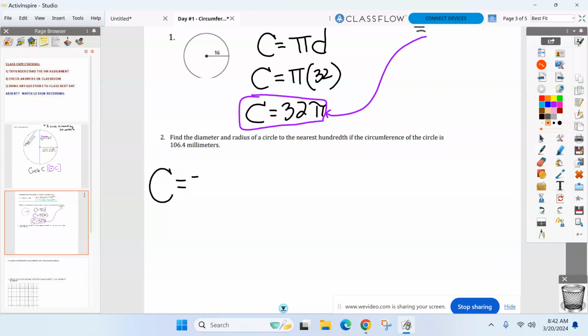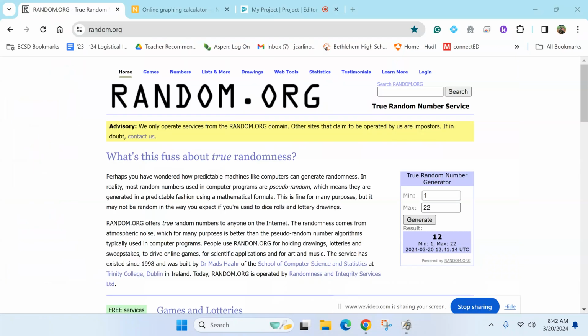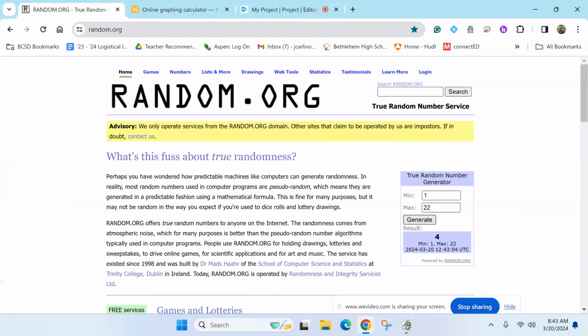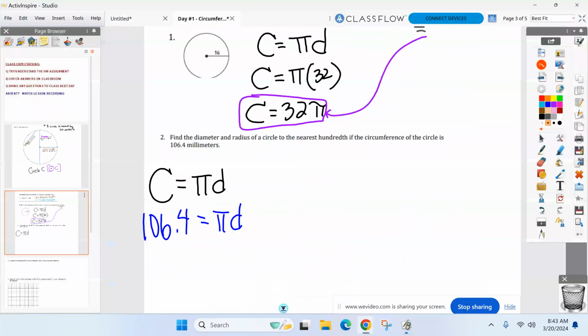So here's my formula I'm going to use with you guys. Pi d. Where's that 106.4 going? Don't just pop it in for d, all right? We're looking for the diameter. Where's that 106.4 going in my formula? It's the circumference, C. So I plug it in, 106.4, substitute it in for C, equals pi d. We are solving for the diameter, so you better kick that pi out of there somehow. How do you get rid of the pi to the other side here? There you go, divided by pi.